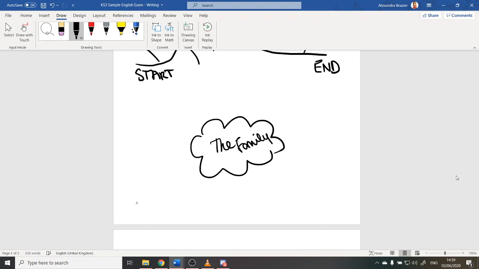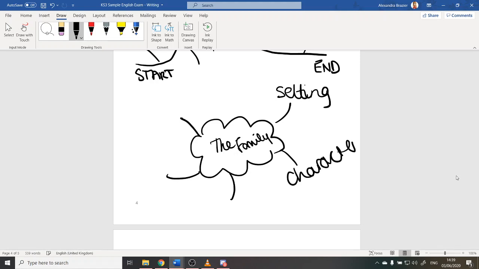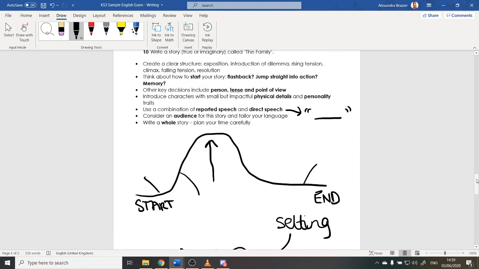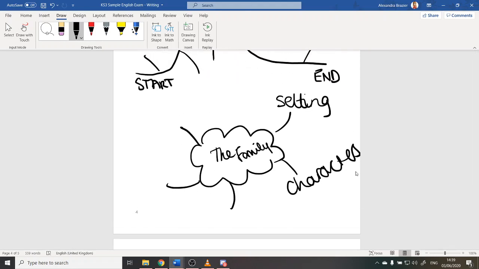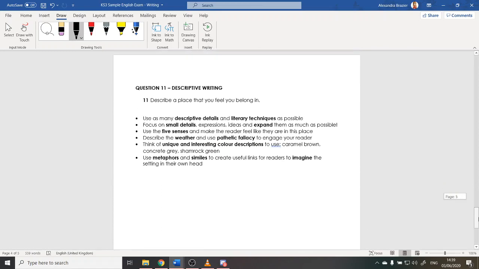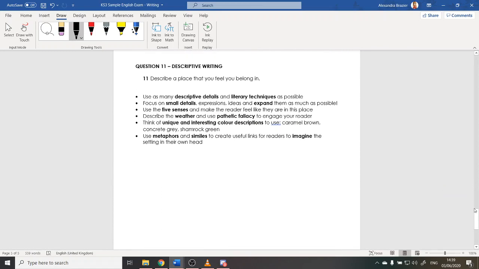But you're going to need to have some form of planning, especially when you are going to have characters and setting. If you are doing a mind map, you might want to break your branches up into characters, setting. So in that way, it could be useful to combine this bit of planning with this bit and do both of them. And then the last type of writing question you'll get is the descriptive writing.